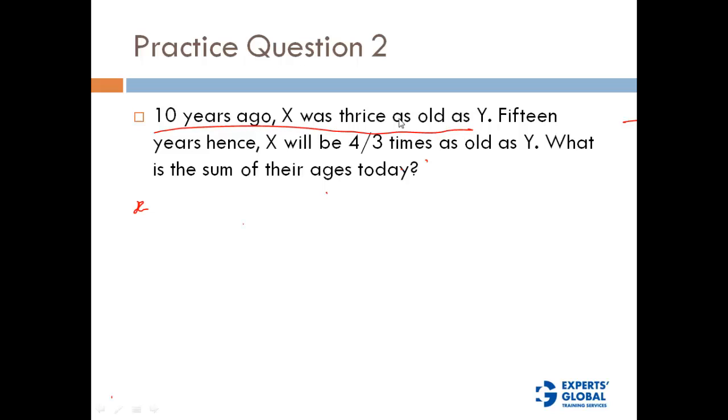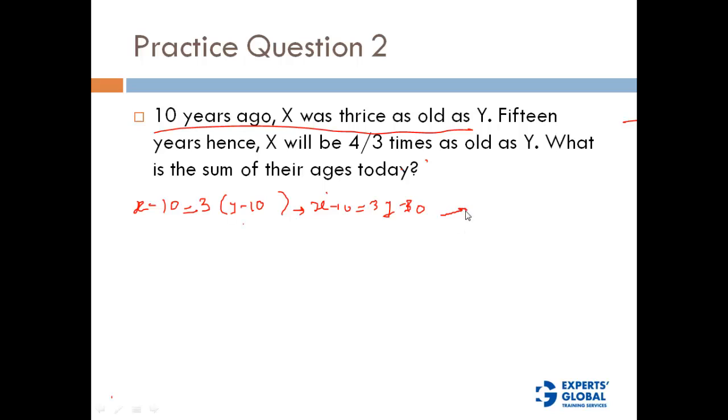So what we do is 10 years ago. If X is X years old today, how old was he 10 years ago? He was X minus 10 years old, right? So 10 years ago, X was 3 times as old as Y. How old is Y? Y was Y minus 10 years old. So this is one equation that we get, which is basically X minus 10 is equal to 3Y minus 30.